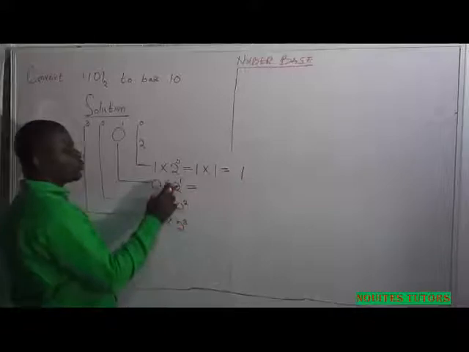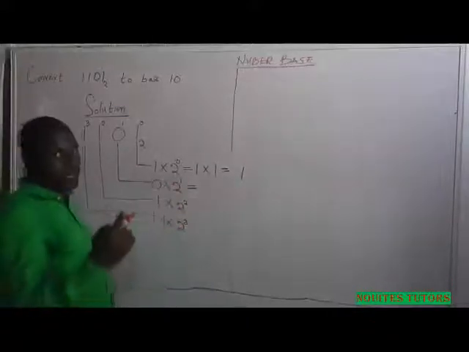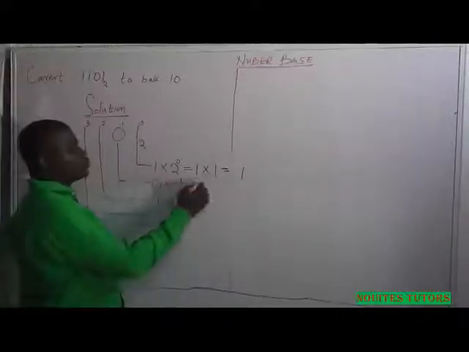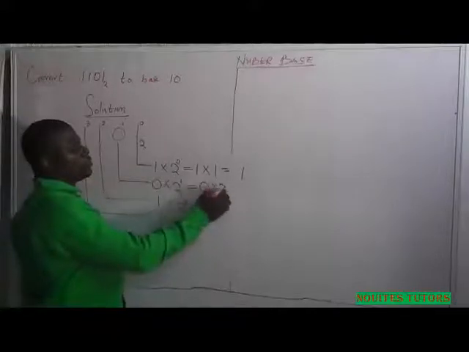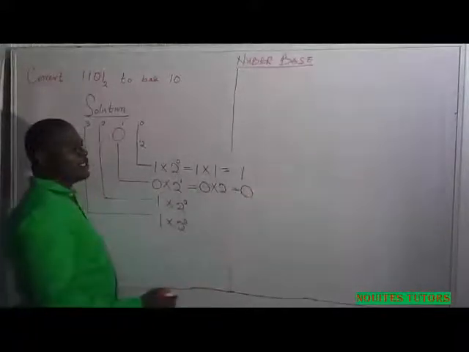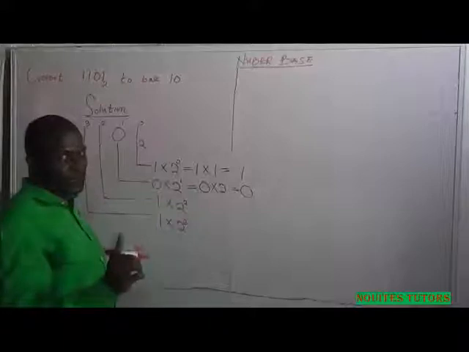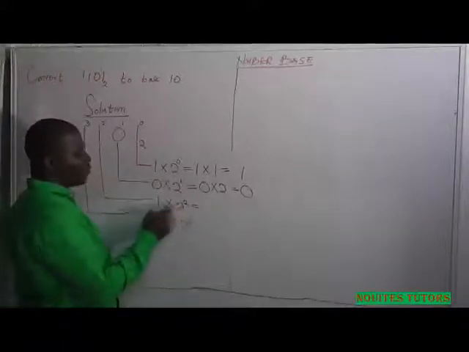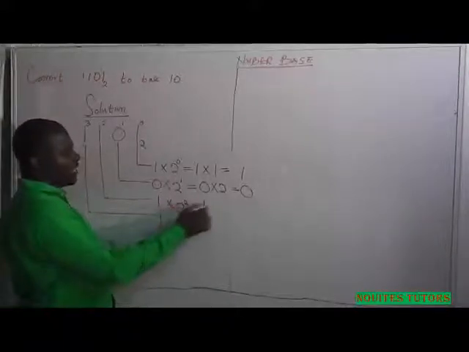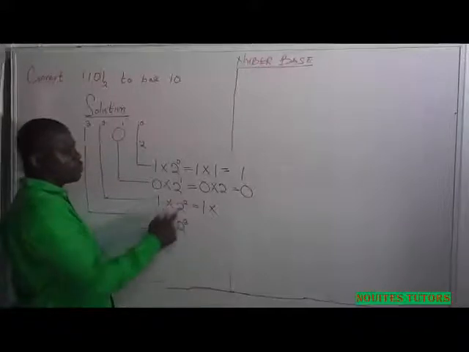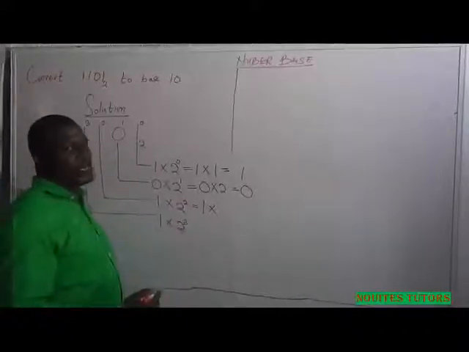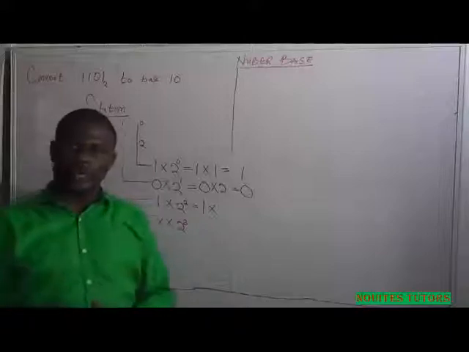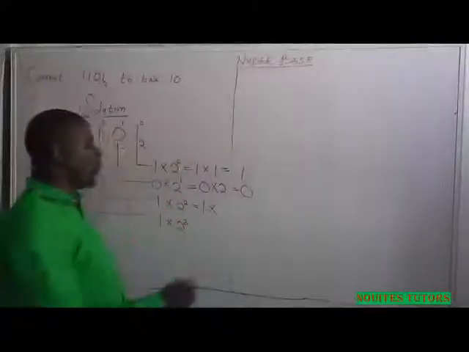Then look at this one. 2 raised to power 1 means 2 in one place. 0 times 2, you know, that will give me 0. 0 multiplied by any number is 0. Don't forget. Then look at this one. I have 1, then times 2 raised to power 2 means 2 in 2 places. And you know 2 in 2 places means 2 times 2. What's 2 times 2? 4.